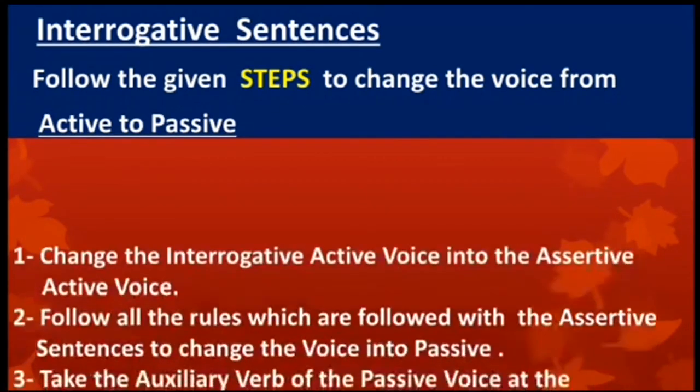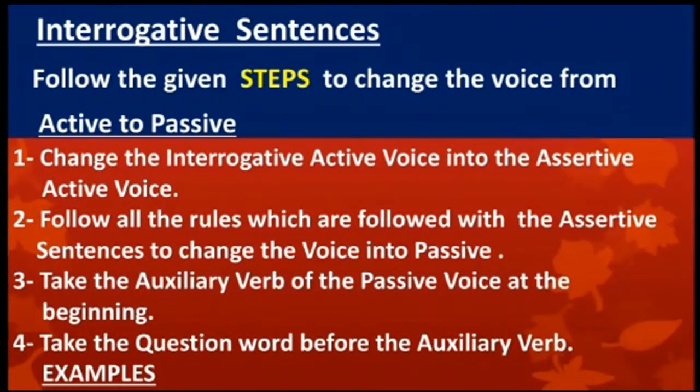First of all, we change the interrogative active voice into the assertive active voice. In step 2, we follow all the rules which are followed with the assertive sentences to change the voice into passive. In step 3, we take the auxiliary verb of passive voice at the beginning. And in step 4, if we have the question word, we take it before the auxiliary verb. Understand it through the given examples.